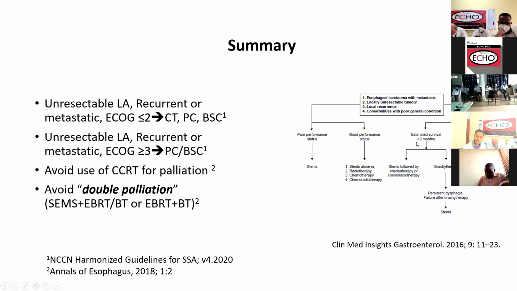And the other consideration is survival. If the patient's survival is less than 3 months, there is no need to administer chemotherapy or radiotherapy because their effect is very delayed, especially that of radiotherapy. For such cases, a stent is preferred. But for those patients with expected survival of more than 3 months, stents followed by brachytherapy can be done, or brachytherapy can be the first option. And if it fails for any of several reasons, stents can be done.